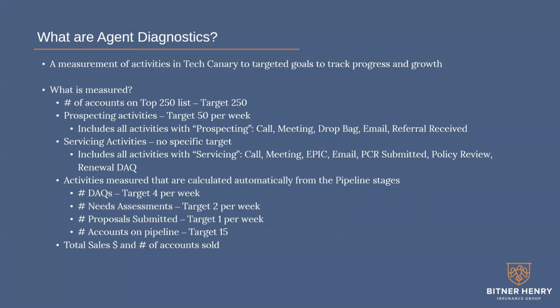So with DAQs, we're looking at a target of 4 per week, needs assessment 2 per week, and then 1 proposal submitted per week. And then for your accounts on your pipeline, the minimum target is, we like to see 15. Between 15 and 18 or 20 is about where we want to see your pipeline looking fulfilled. And then, of course, the agent diagnostics will compare your total sales dollar and your number of accounts sold. And then from there, we will provide you what your average account size is. Are you averaging about 5,000 per account, 6,000, whatever? So we'll calculate that for you.